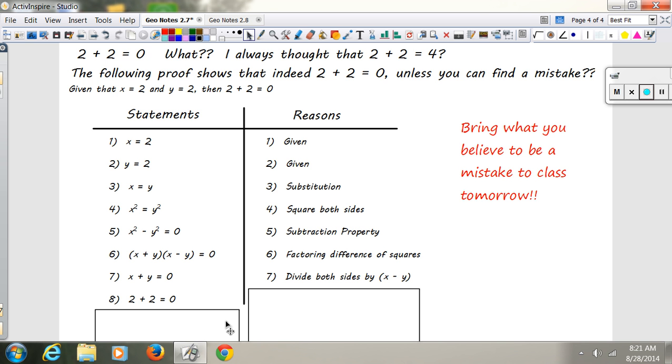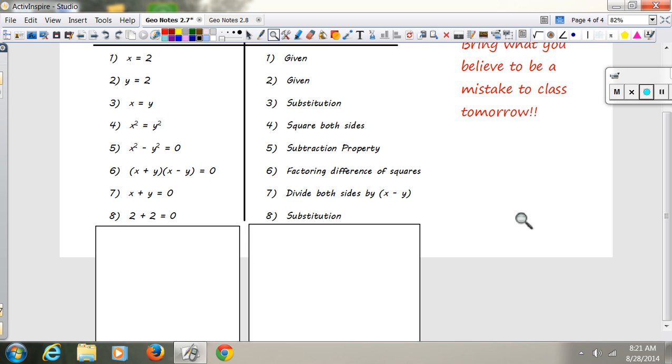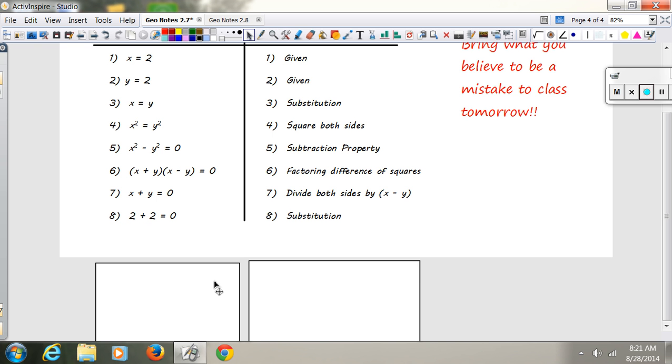2 plus 2 equals 0. We substitute it back in. There it is. 2 plus 2 equals 0. Completely explained with your algebra skills. If you find a mistake, if you don't think 2 plus 2 equals 0, you can put it on a piece of paper with your name on it. Put it on my desk. Get yourself to make the point.